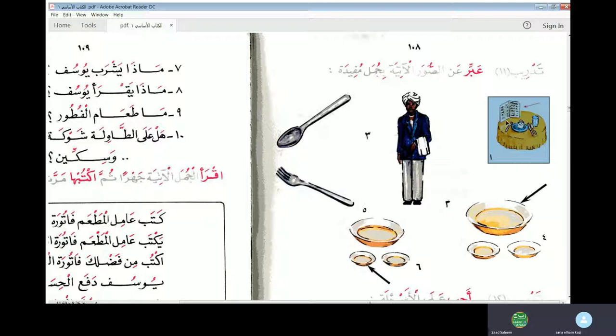A menu card, I think. Yes. So, let's see. The menu is on the table. Or the menu card is on the table, or the menu is on the table? Menu is on the table. Okay.